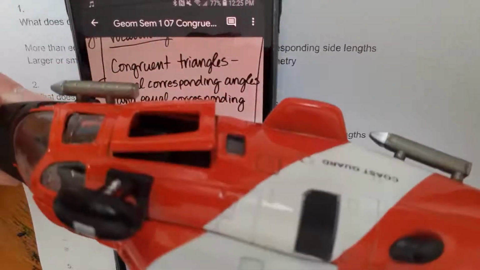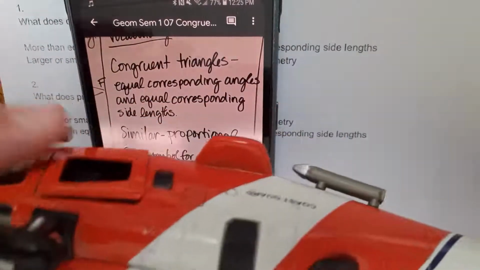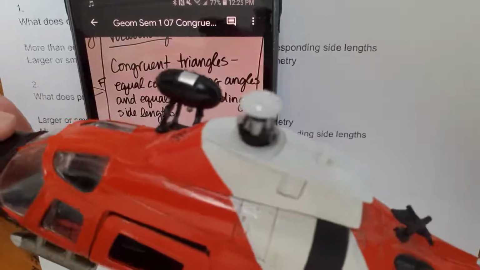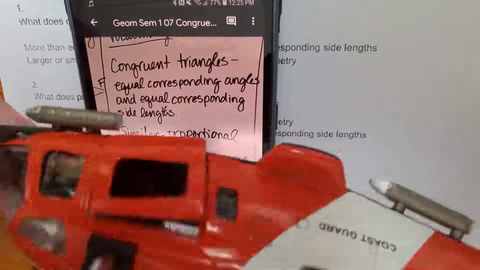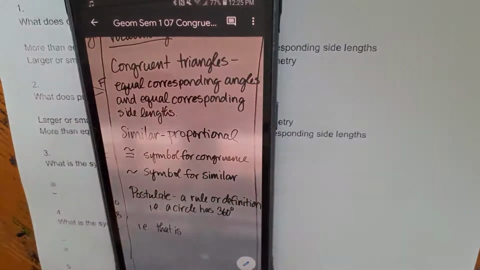So this is what proportional means. This is a smaller shape, but exactly the same shape, just a different size. That's what proportional is. So that's similarity in geometry, not congruence.